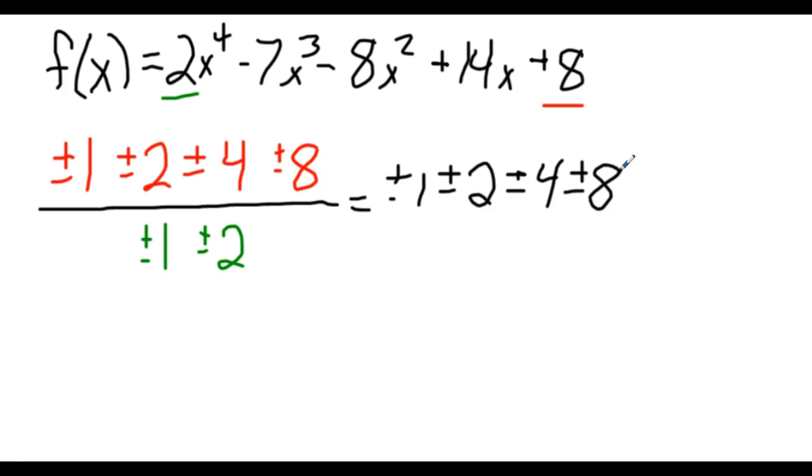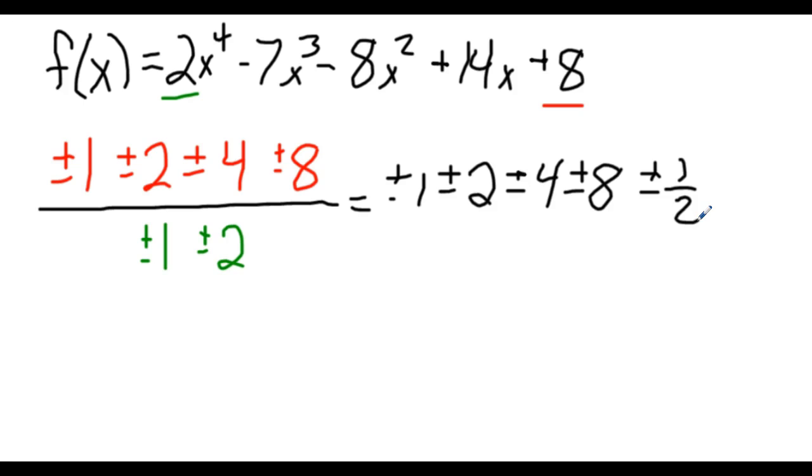Now we have to take every number in the numerator and divide it by 2. So if we take 1 divided by 2, we get plus or minus 1/2. Well, if we take 2 divided by 2, that is plus or minus 1, which we already have.